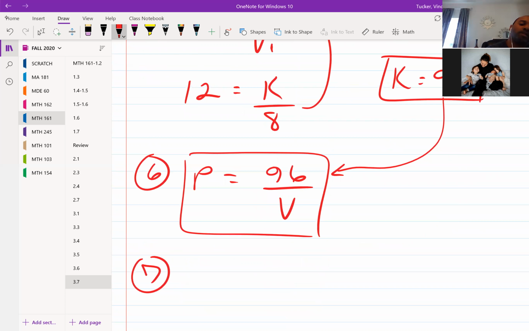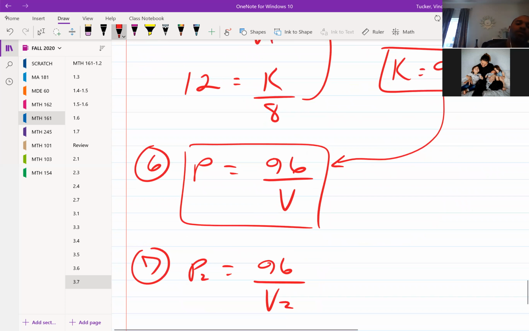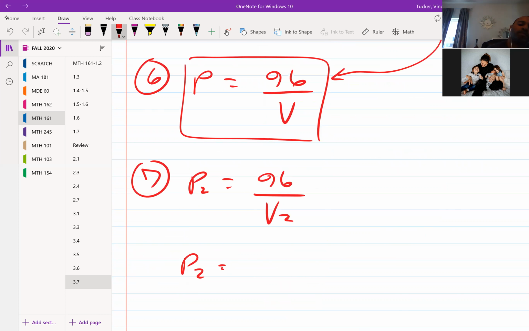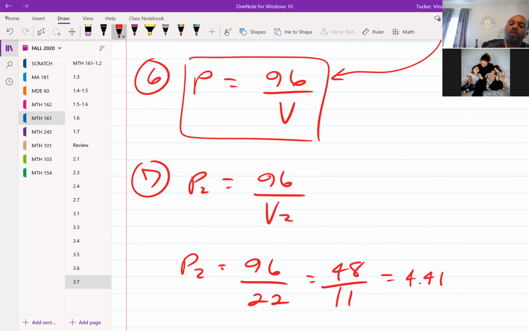Now to find P2, our second pressure, we'll go ahead and plug in V2. And that's 22, I believe. So that will reduce to 44 over 11, or should be 4.244. Excuse me. And of course, my math lab will let you know what form they want that answer in. Yep, I knew that was wrong when I did that. Should be 36.